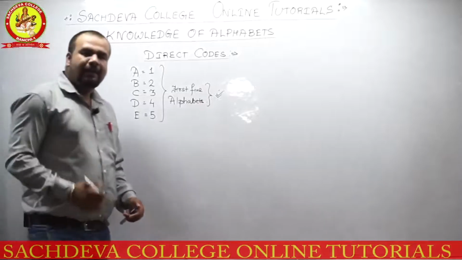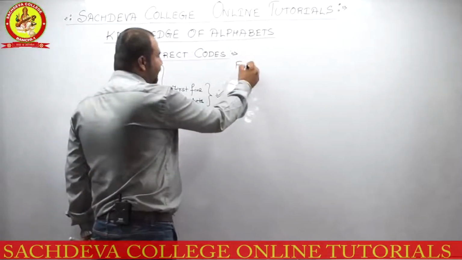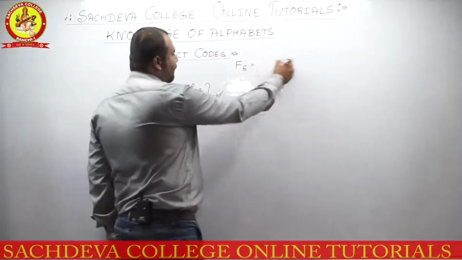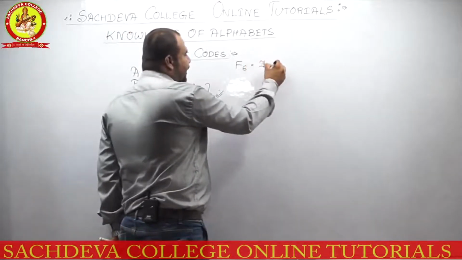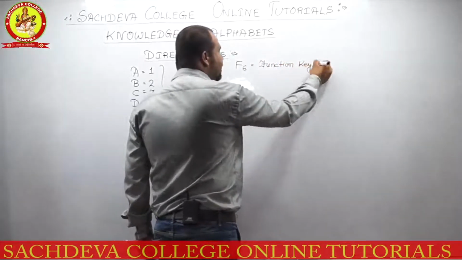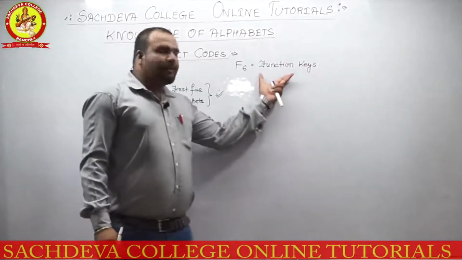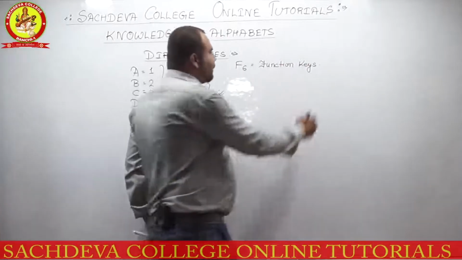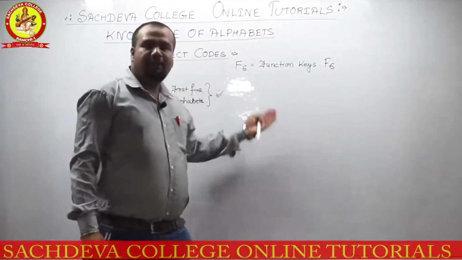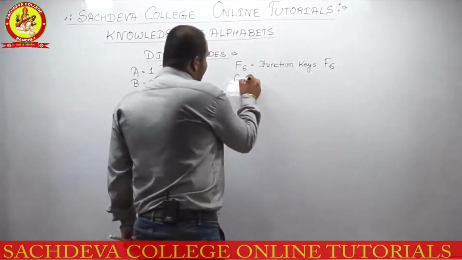Now, next, after E, we have F6. What is F6? In a computer keyboard, we have 12 function keys. Total number of keys is 12, and out of them we have to remember a single key, that is F6. I think you can remember function key F6. Next, we have G7.